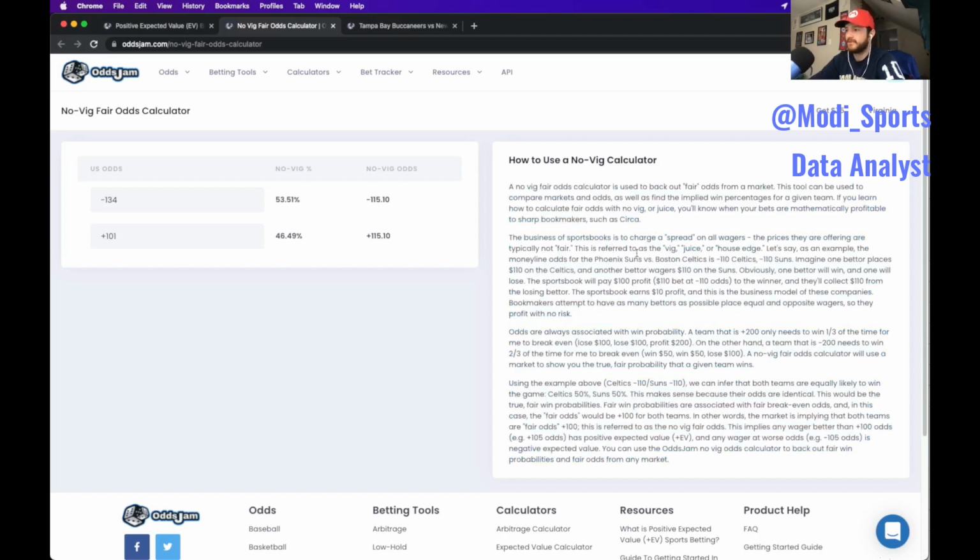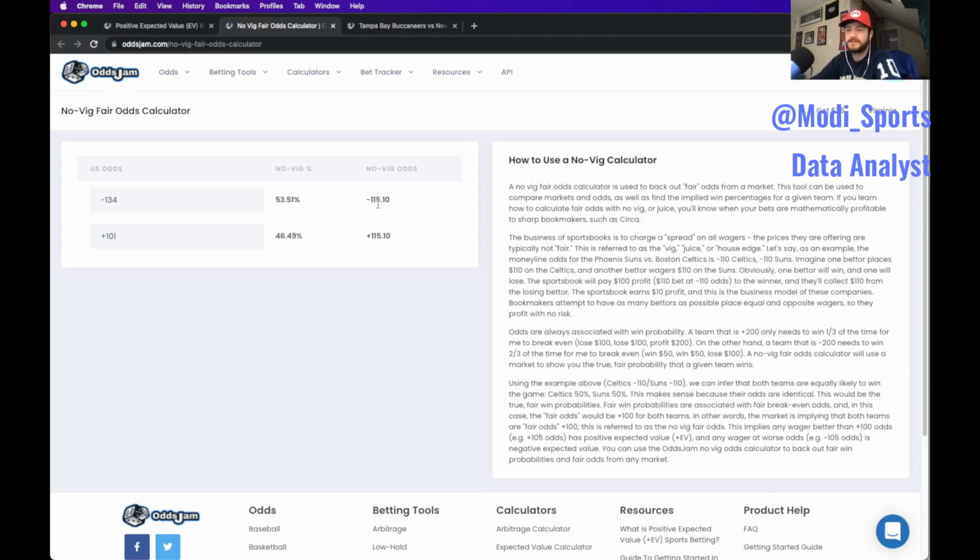So the example they give here is that two sides of a bet are minus 110 each. If you bet 100 on each side, the sportsbook will guarantee to profit 10 bucks, because one side, if you win, will profit 90, and then the other side, obviously, if you lose, will lose 100. So they get that 10 there.